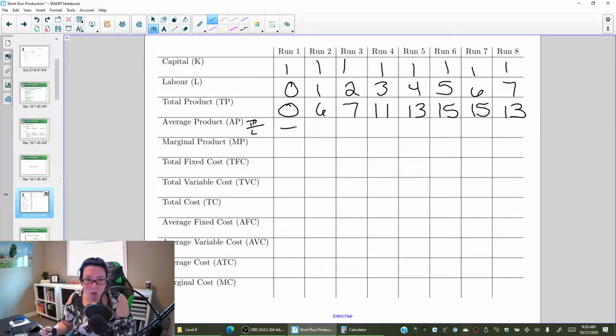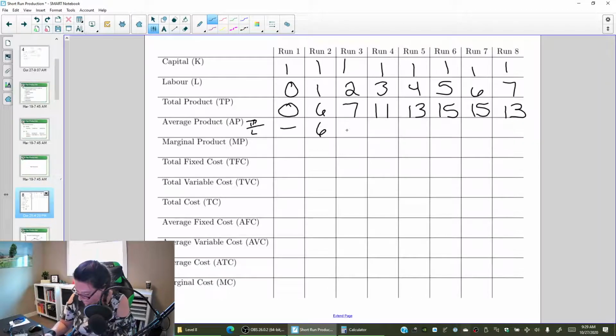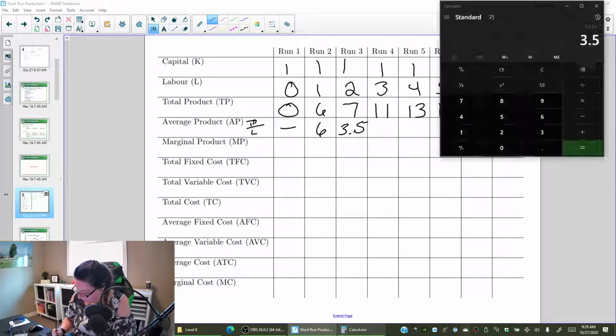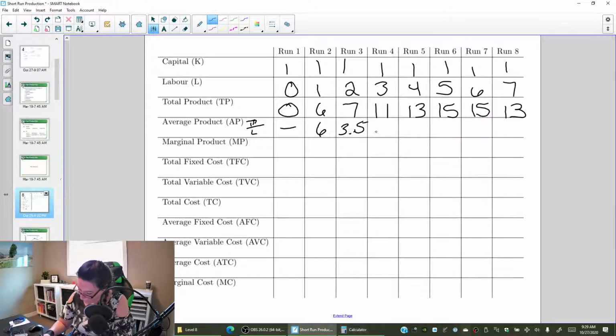Okay, now we want to take total product divided by labor. So if we have one worker producing 6 units, then the average worker makes 6 units. When we made 7 units, we had 2 workers. So 7 divided by 2, we get 3.5. So the average worker in that case is making 3.5 units. Well, what about when we produced 11 units and we had 3 workers? So 11 divided by 3. We get 3.67.